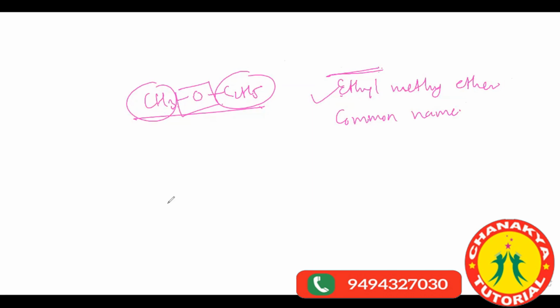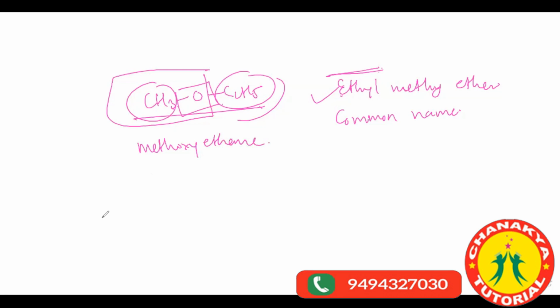Right? Is it methoxyethane? Yes. Correct. It would be methoxyethane. And this OCH3 group is what? A methoxy group. Right? And this is your ethane. The name would be methoxyethane.